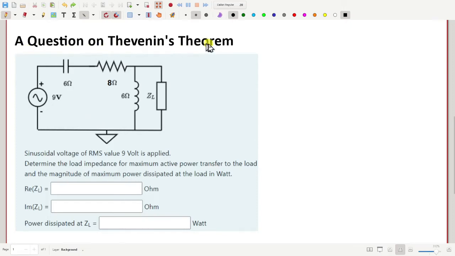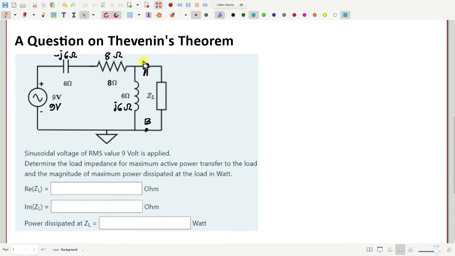Here is a question on Thevenin's theorem applied to an AC circuit. Here we have a 9 volt AC source. 9 volt is the RMS value, and these impedances are: this is minus J6 ohm, this is 8 ohm, and this is plus J6 ohm. We have to find the value of ZL, this load impedance, for which the power consumed in ZL will be maximum. Let me call these two nodes A and B.